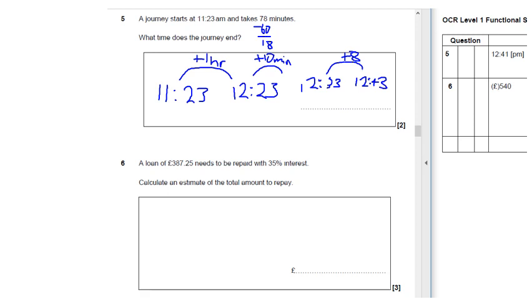Okay, now looking at the marking scheme, it says 12. Oh, I did mean a 1 there. Yeah, so I'm having 12:41 as my answer, meaning I forgot to put the PM on. It does say AM there, so I know that it's PM, so it's in the afternoon.